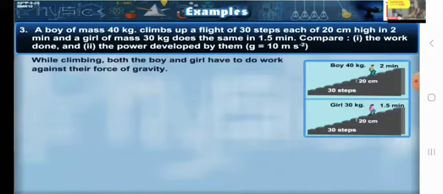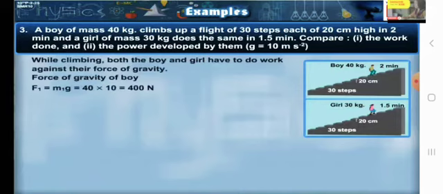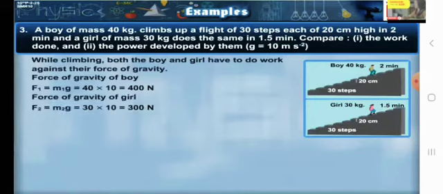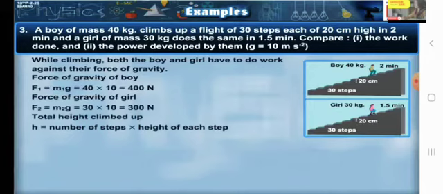While climbing, both the boy and girl have to do work against their force of gravity. Force of gravity of boy, F1 is equal to M1G is equal to 40 into 10 is equal to 400 Newton. Force of gravity of girl, F2 is equal to M2G is equal to 30 into 10, which equals 300 Newton. Total height climbed up, H is equal to number of steps into height of each step, which equals 30 into 20 centimeters, which equals 600 centimeters, or 6 meters.